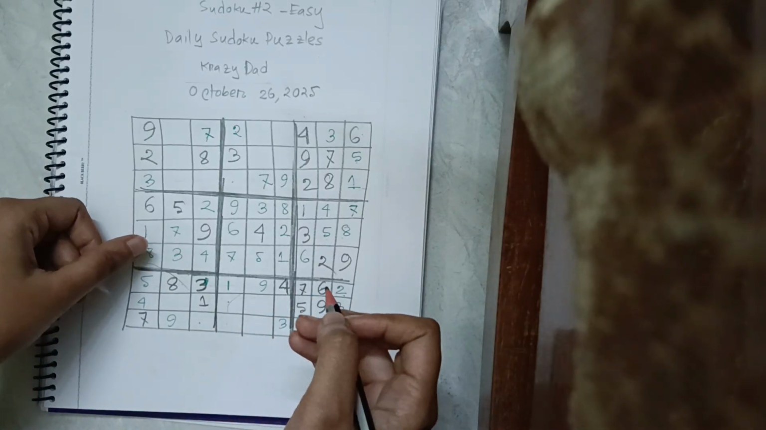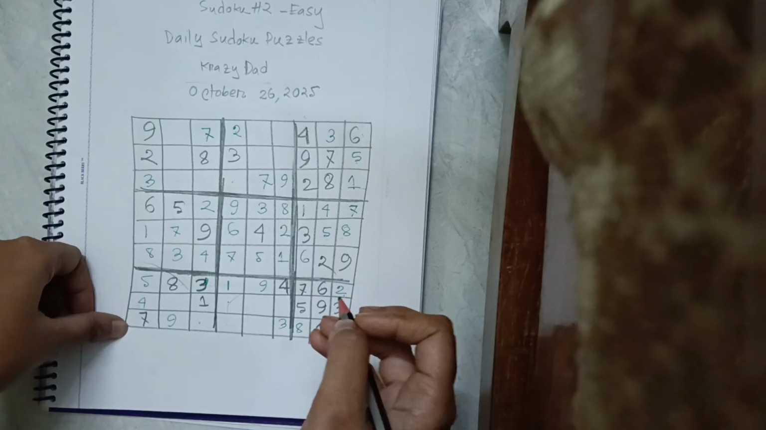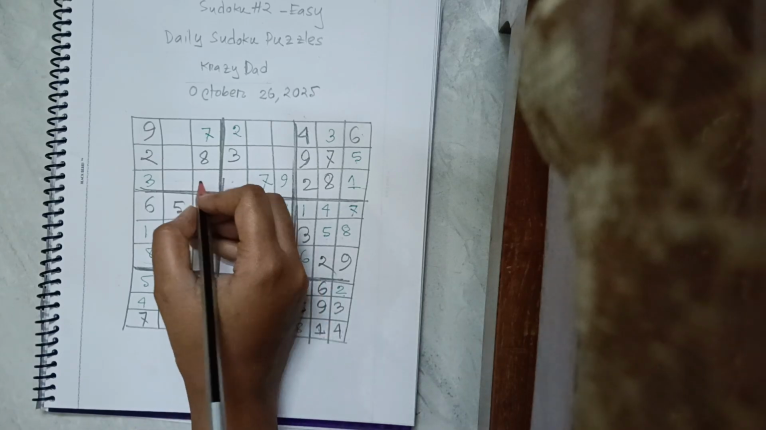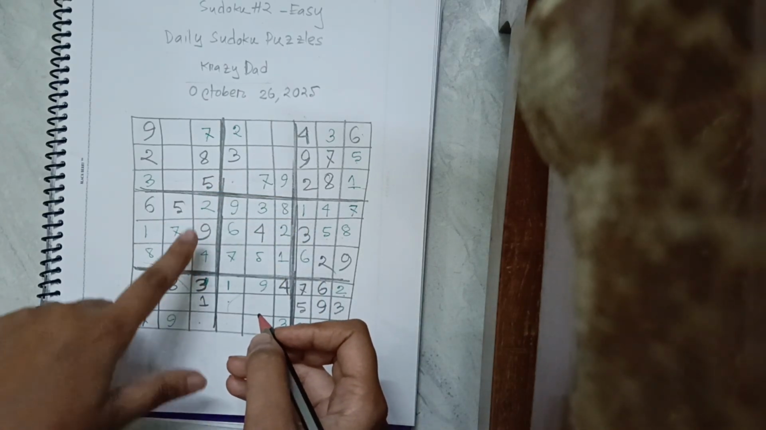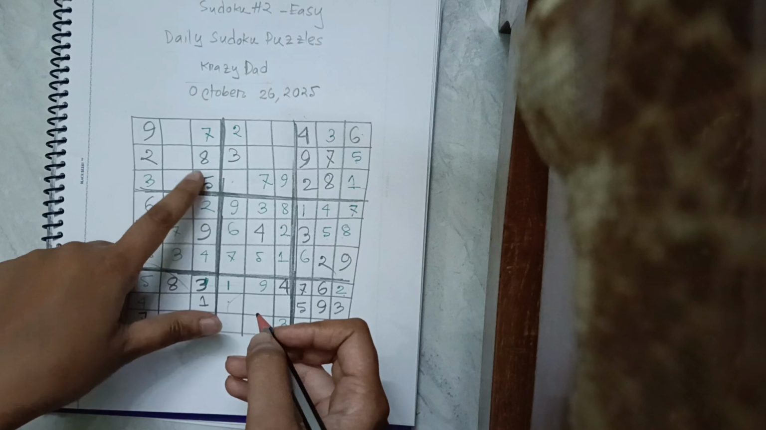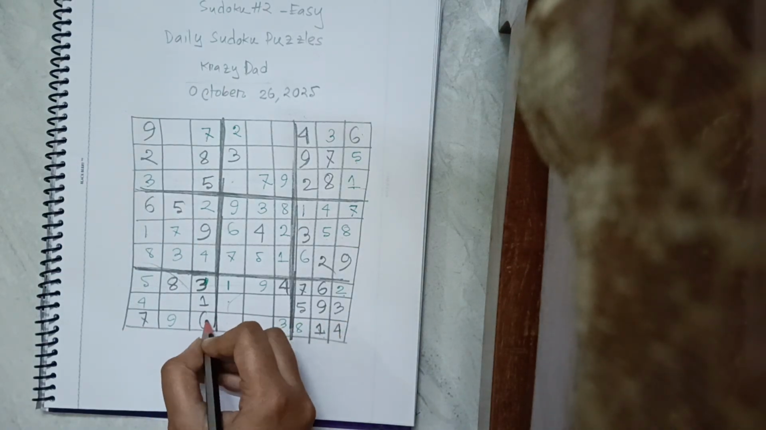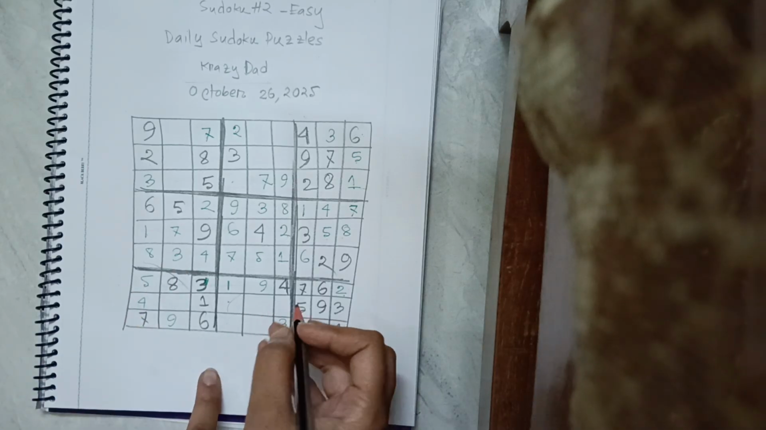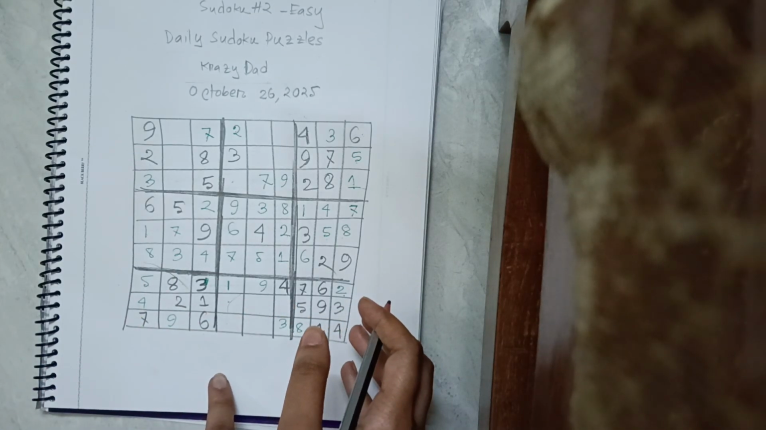So what about 5? We cannot write 5 in this box because 5 is already in this medium box, so 5 must be here. So the only missing number is 6, right? So we can write 6 here. So what about this box now? What is the missing number? The missing number is 2, so you can write 2 here.